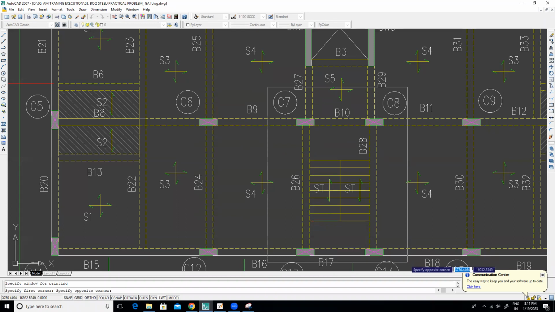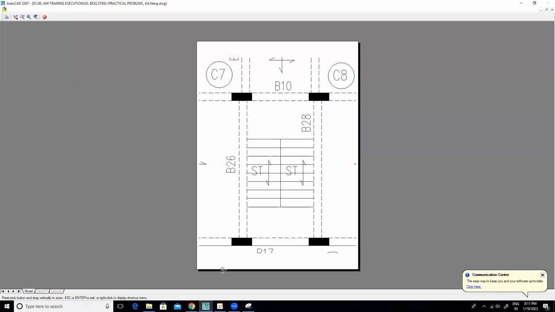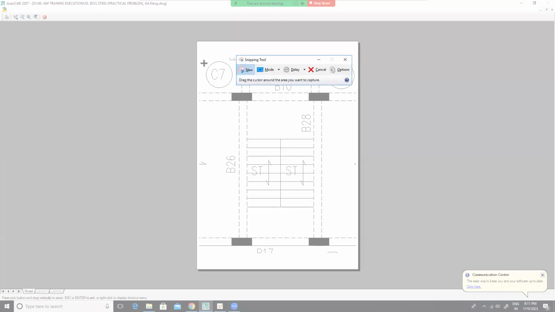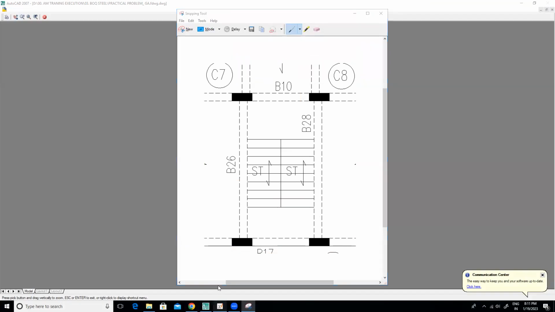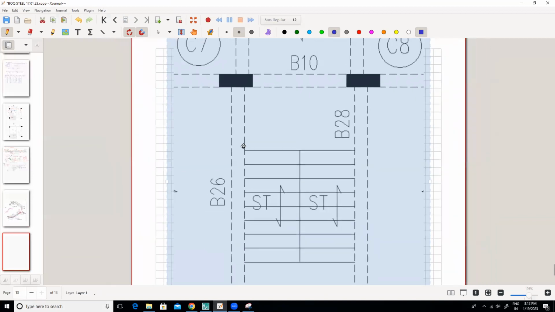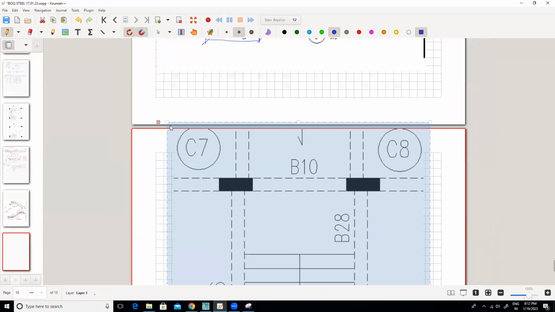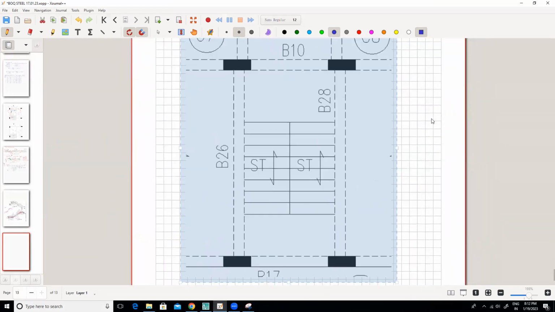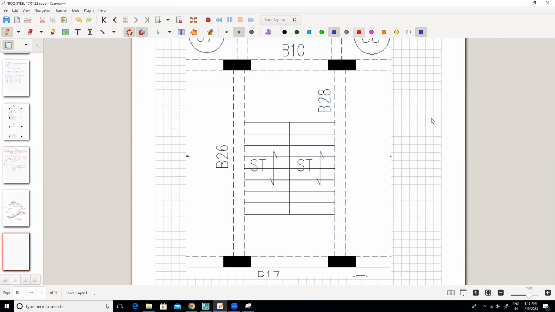So span of tread minus cover. Correct. So I have asked the dimension, which is this one. Because now these beams are at different levels and, as it is a sloping slab, it cannot pass in the beam. Please remember this, at least in this sloping portion.